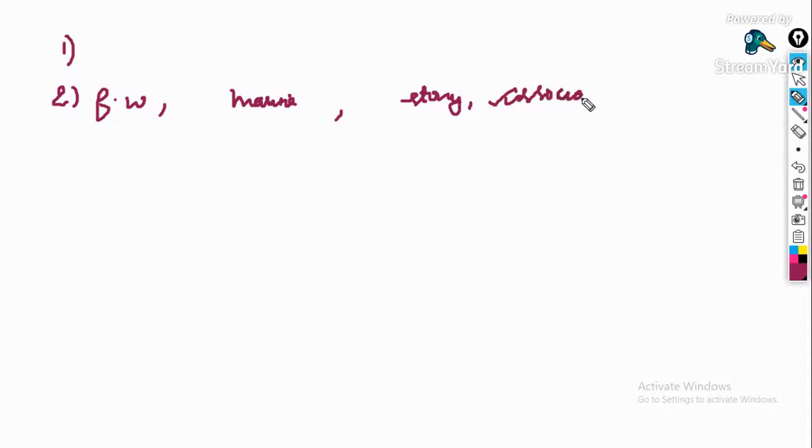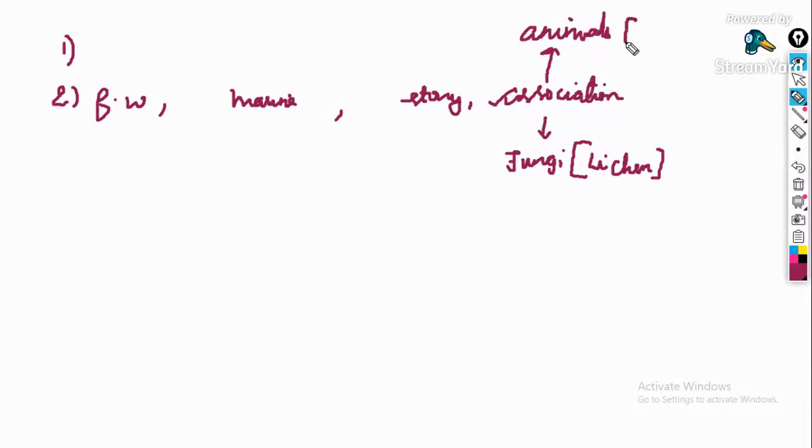That is, these algae can be seen in association with fungi, and that association is known as what? Lichen. So the association of algae and fungi is known as lichen, and algae can also be seen in association with animals, as in the case of the sloth bear.